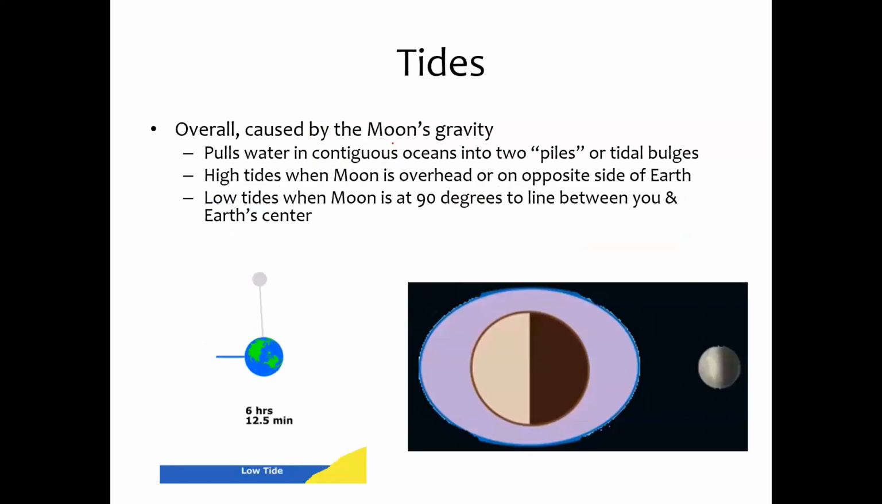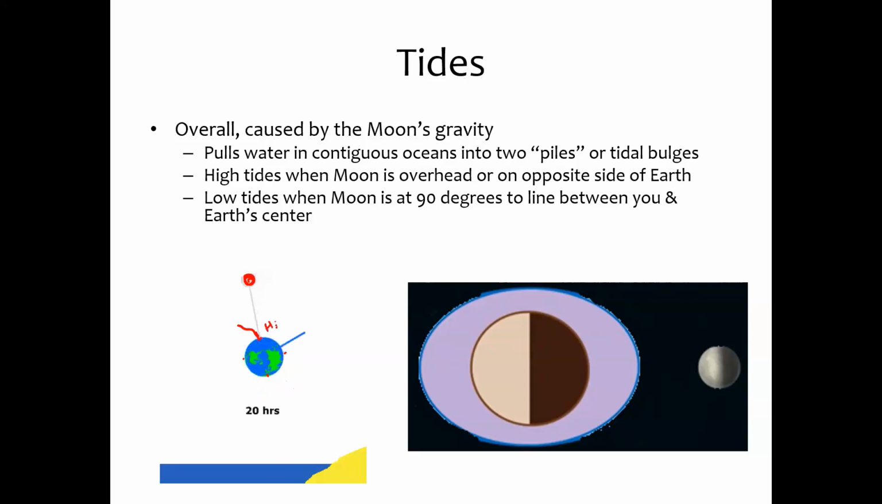So overall, tides are caused by the moon's gravity. And there's a nice little animation here showing that, where this is the moon, right, and it's moving. And we're looking at the tide at this point, so that blue stick that's sitting there. When that point is directly under the moon or directly opposite the moon, you have a high tide. And when it is at 90 degrees, you have a low tide.